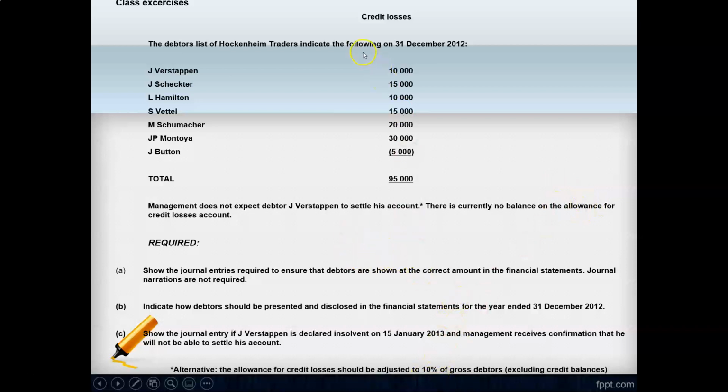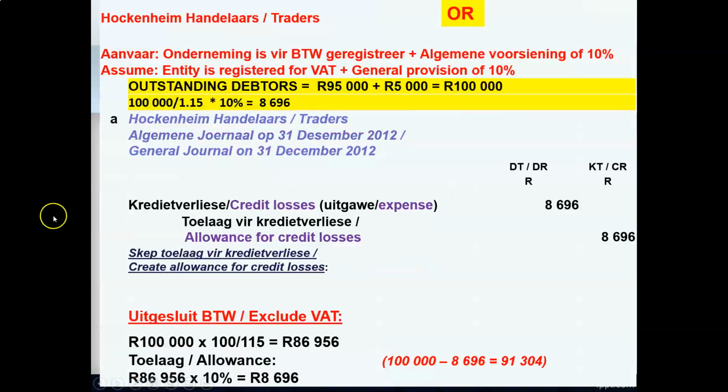But now again, should any of these go belly up, I will be able to claim the VAT back from the receiver. So our total outstanding debtors is 100,000 Rand. I take the VAT out of the 100,000 and then I multiply that by 10%, which equals 8,696. And then again, our entry is the same. Debit credit losses expense account, 8,696. Credit allowance for credit losses, statement of financial position, 8,696.